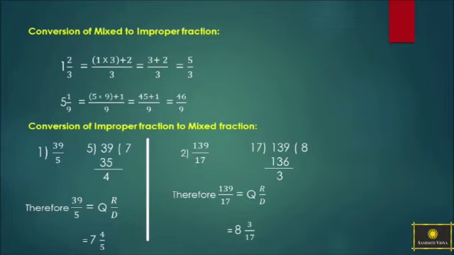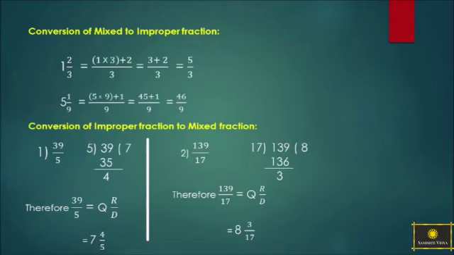Therefore, 39 divided by 5, when we convert into a mixed fraction, the quotient will be the natural number, the remainder will be the numerator of the proper fraction, and the divisor will be the denominator. So the answer is 7 4 divided by 5.